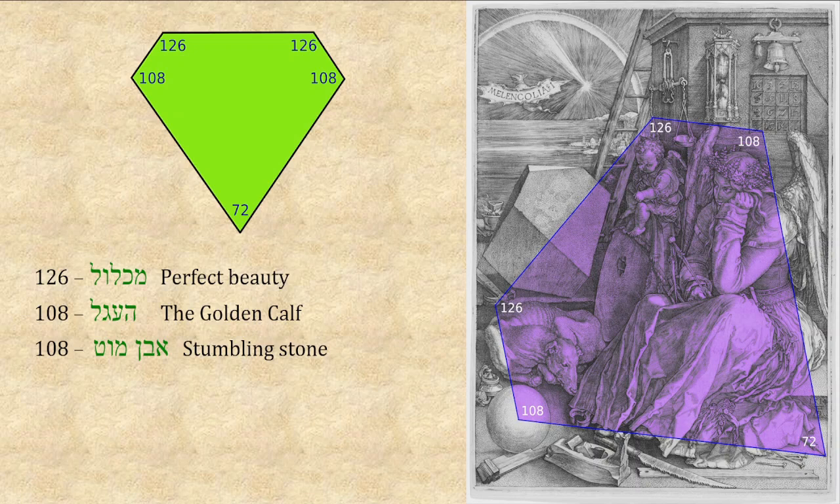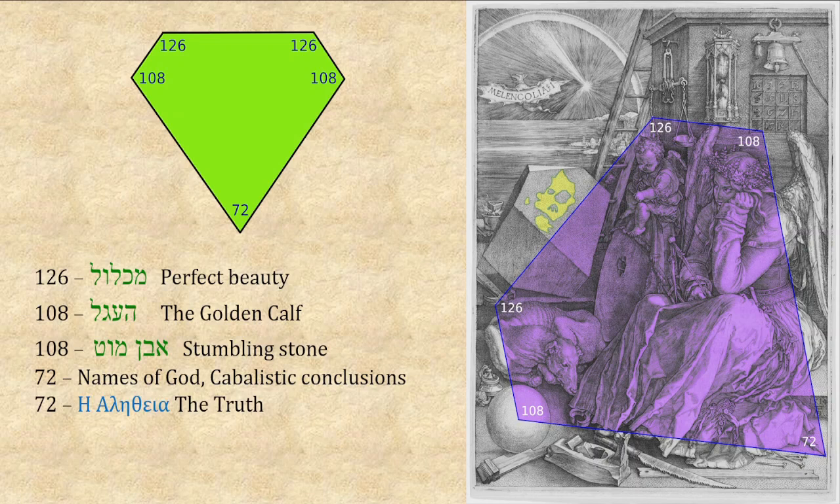The 72-degree point might logically refer to the 72 names of God in the Kabbalah. And if Greek Kabbalah was called upon, 72 would supply the truth, he aletheia.